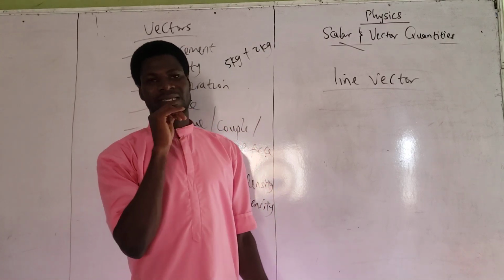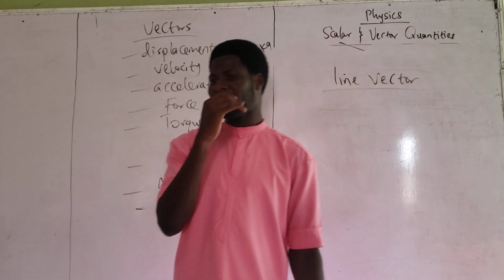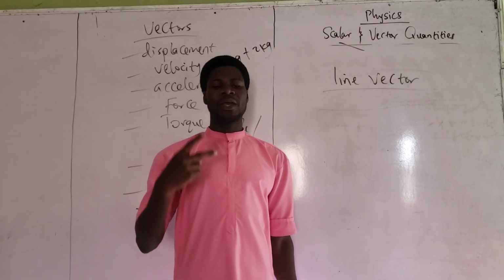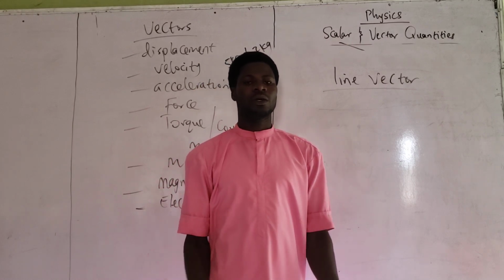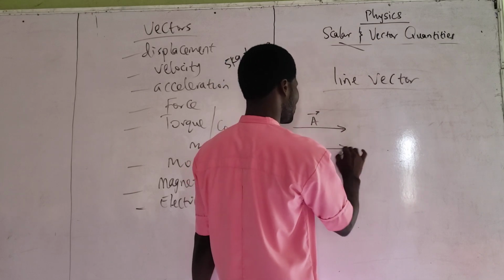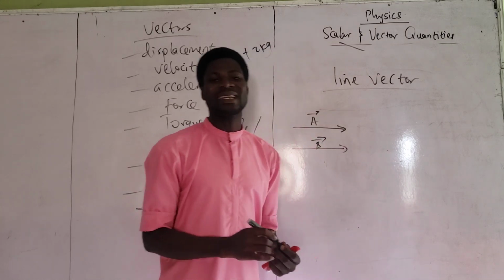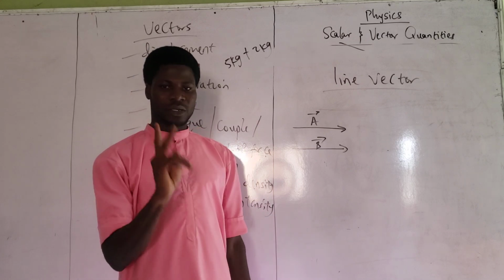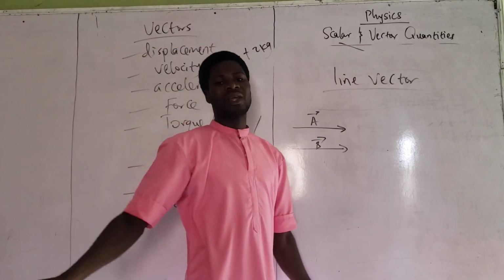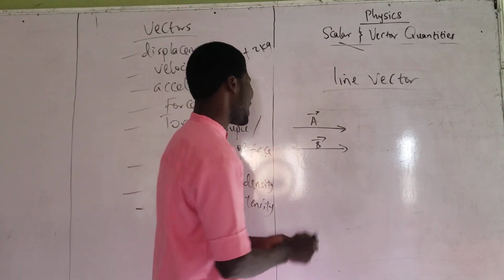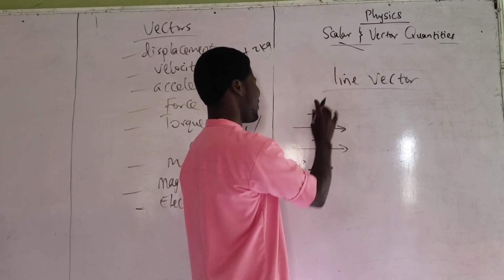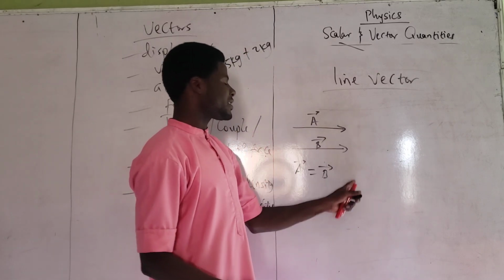One example they asked some years back, I think 2016, they asked a question. They said, state 2 conditions for 2 vectors to be equal. 2 vectors will be equal if they have the same magnitude and if they are moving in the same direction. For instance now, vector A and vector B are equal, provided they have the same magnitude and they are moving in the same direction.